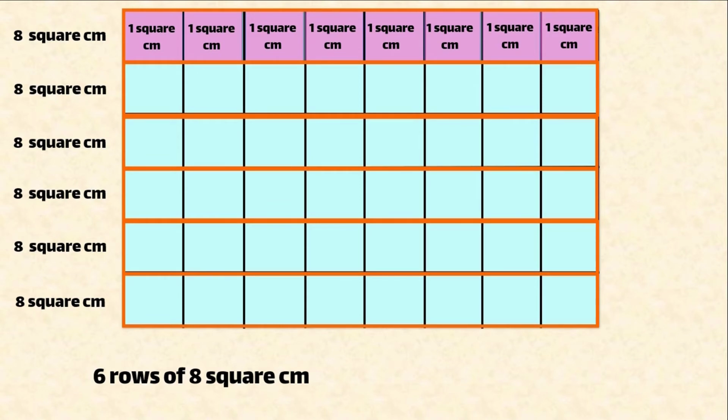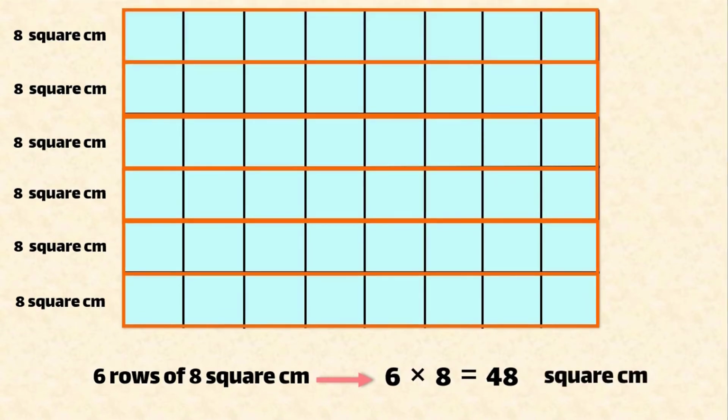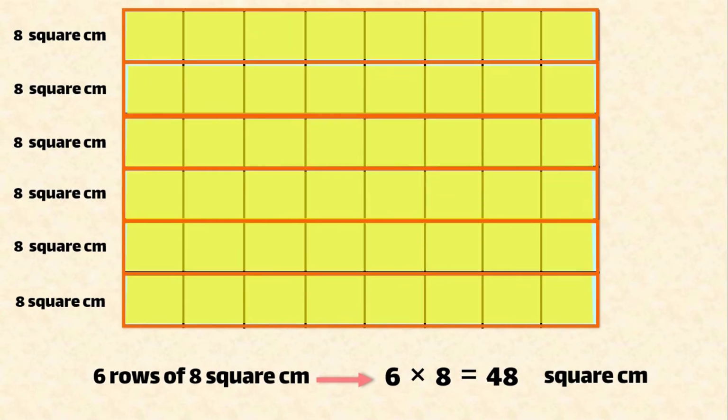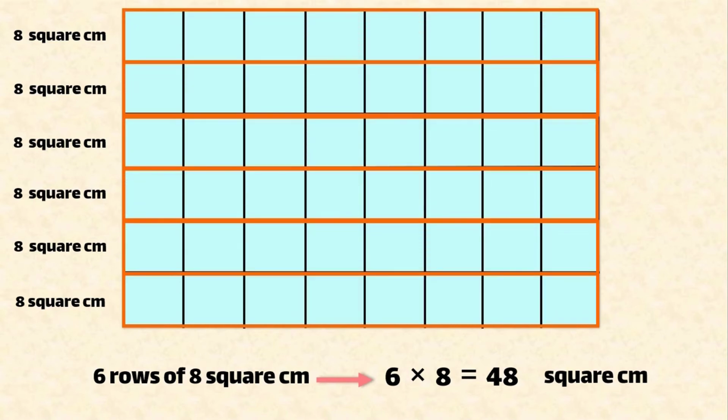So, to solve this problem, we have to use multiplication. Then, 6 times 8 equals 48. So, let's review quickly. In each row, we have 8 squares, and this rectangle altogether contains 6 rows. So, 6 times 8 squares equals 48 squares. As we said before, the area of each square is 1 square centimeter, and we have 48 squares in this rectangle. Then, the area of the rectangle is 48 square centimeters.